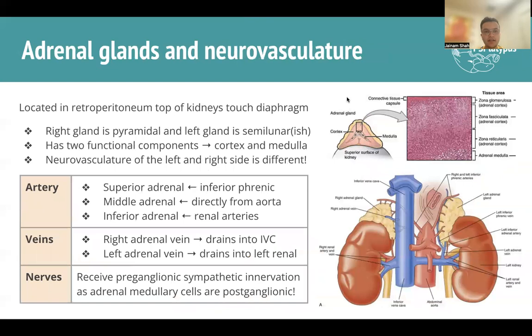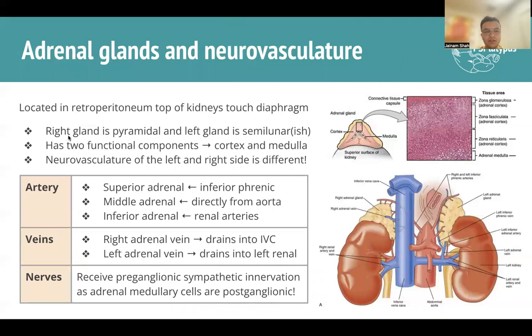When we get to the adrenal glands, there's a reason I'm not covering the kidneys themselves, because we will cover that in renal. But the adrenal glands are very important to know in terms of their vasculature. So firstly, what are they? They are located on top of the kidneys. They also touch the diaphragm slightly.